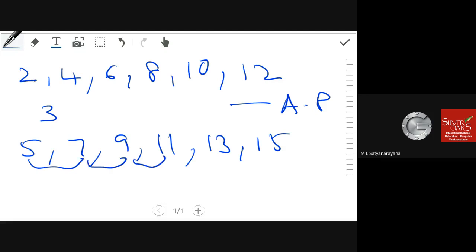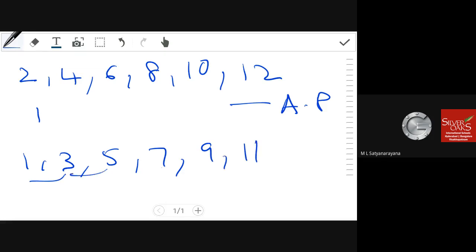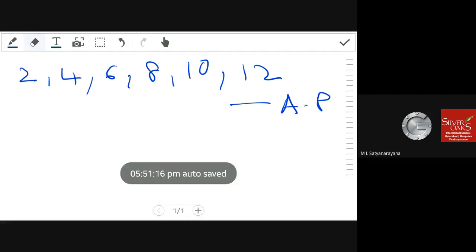Now imagine instead of adding, I'm going to subtract 1. So let's see. 2 minus 1 is 1, 4 minus 1 is 3, 6 minus 1 is 5, 8 minus 1 is 7, 10 minus 1 is 9, and 11. Again, if you observe, the difference is the same. Still, it is in AP. So one thing is clear: when you add any constant number or subtract any constant number, the series will still be in arithmetic progression.